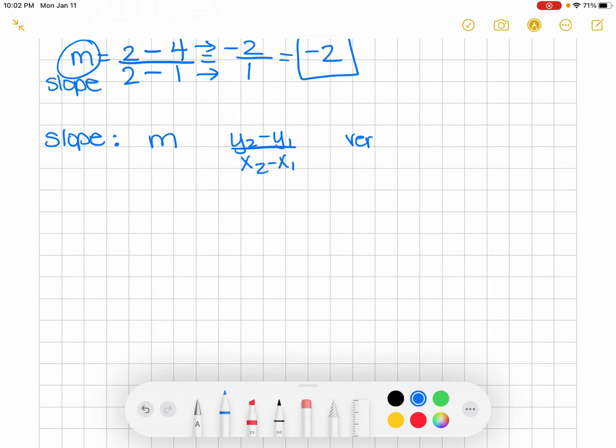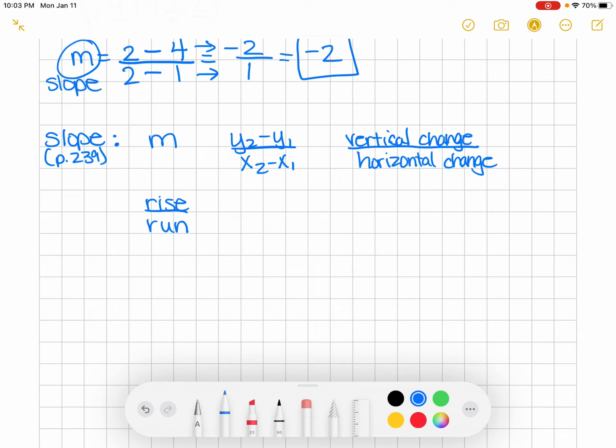It can also be vertical change divided by horizontal change. This little thing that I'm writing out is in your book on page 239. In fact, I'll put it right here, page 239, if you want to write it down. It can be rise over run or rise divided by run. It can be called change in y divided by change in x. Notice the y is always on top, because we always do our rise first.